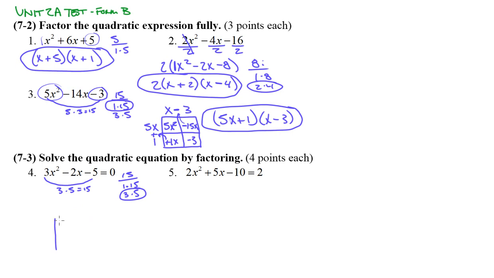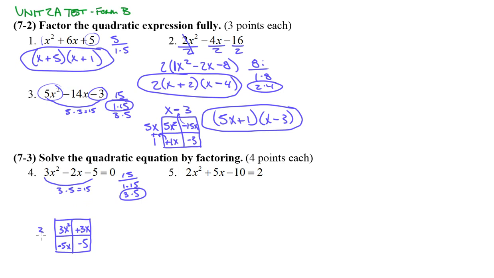So then we draw our little window pane. All right. The 3x squared goes in the top left. The negative 5 goes in the bottom right. And then the 3x and the 5x go in the other two diagonals. Then we have to make sure we put signs in there so they add up to negative 2. If they have to add up to negative 2, it's going to have to be negative 5 and positive 3. Okay?